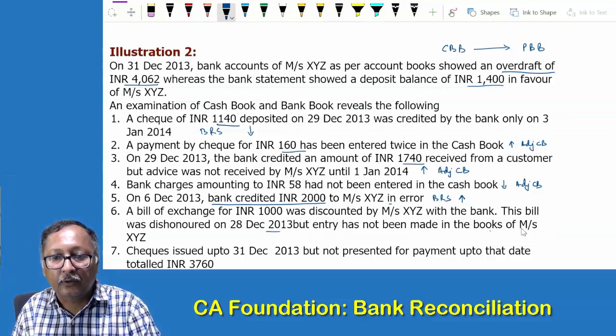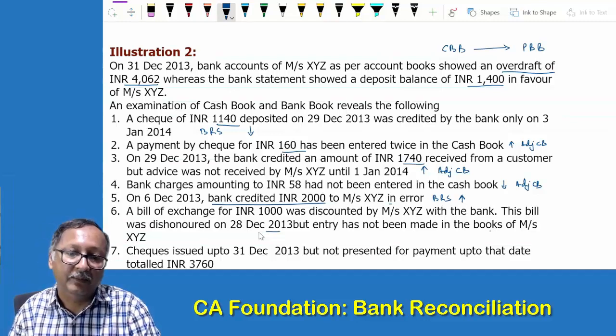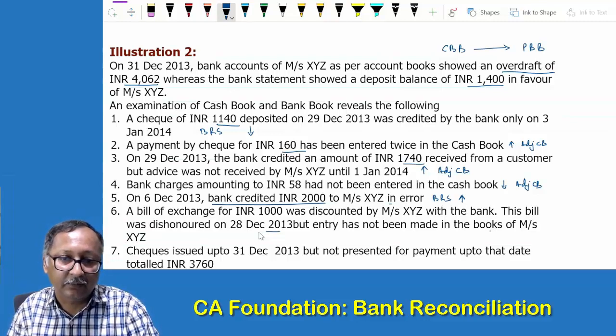The entry was not made in the book of XYZ. On 20th December, it was dishonored. Dishonored means the bank has debited back the entry. It was originally given the amount, now it has taken back. So the bank balance has been reduced.